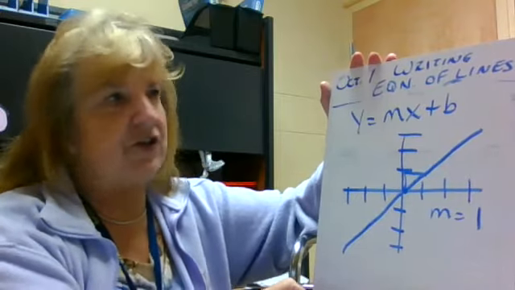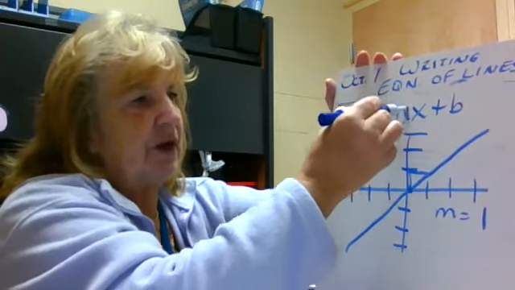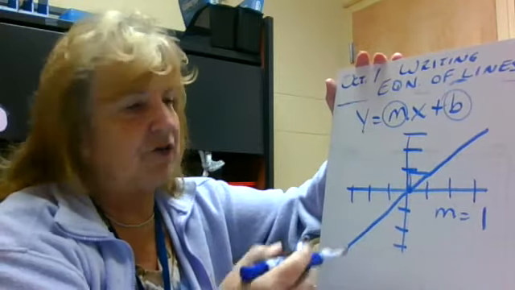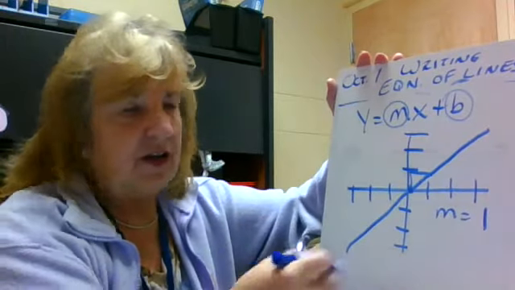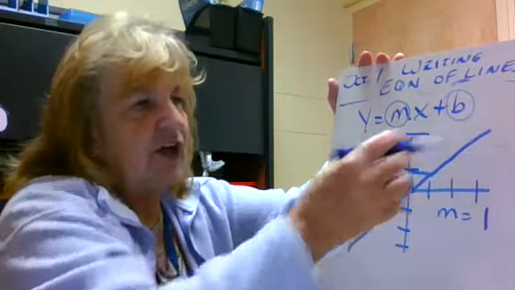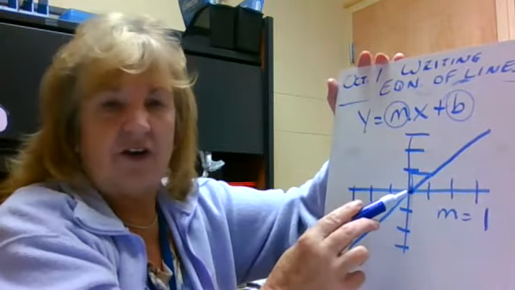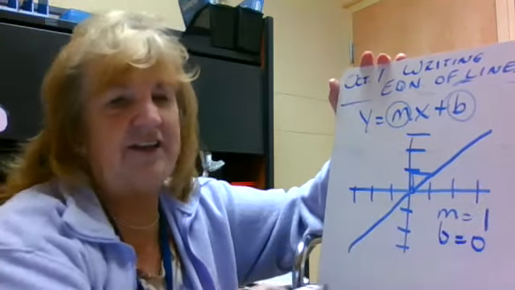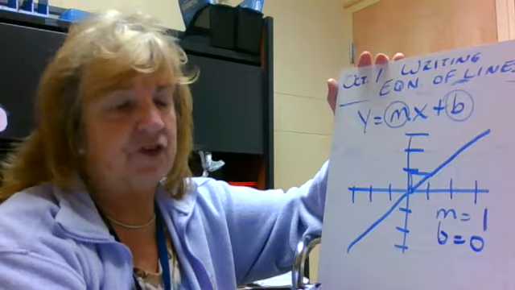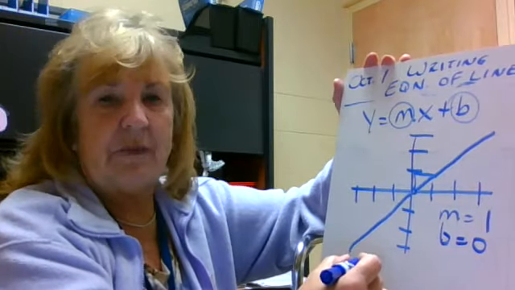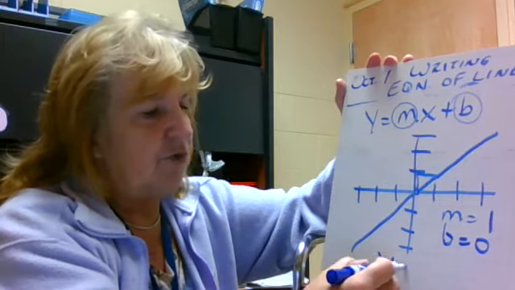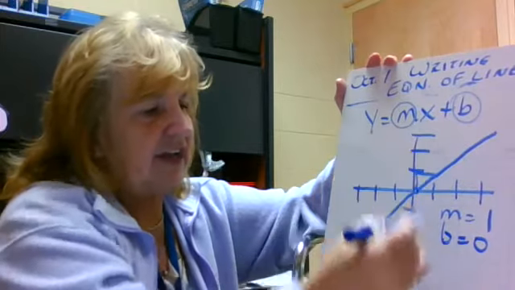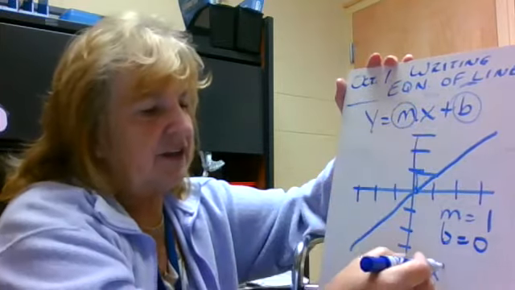Now, the other piece of information you need in order to use this equation, remember, you need the m and the b. The other piece of information you need is the y-intercept. Well, this line crosses the y-axis right here, and that number is 0. So now we just plug the numbers in. Again, remember the x and the y stay. So y equals m, which is 1, x stays, plus the b.